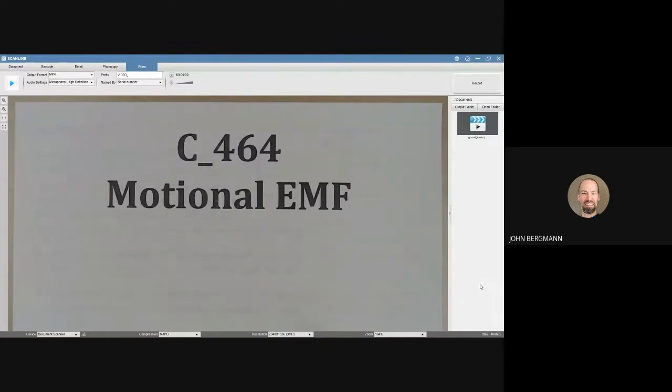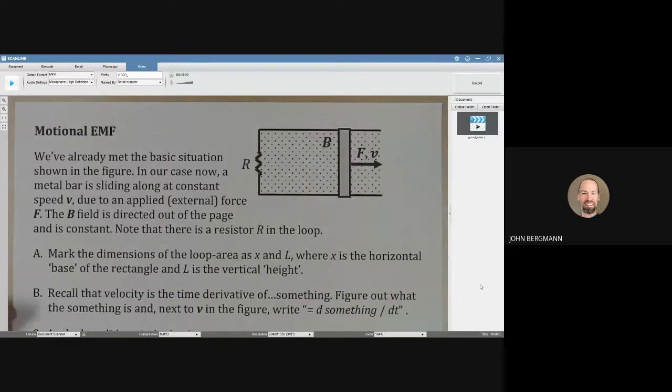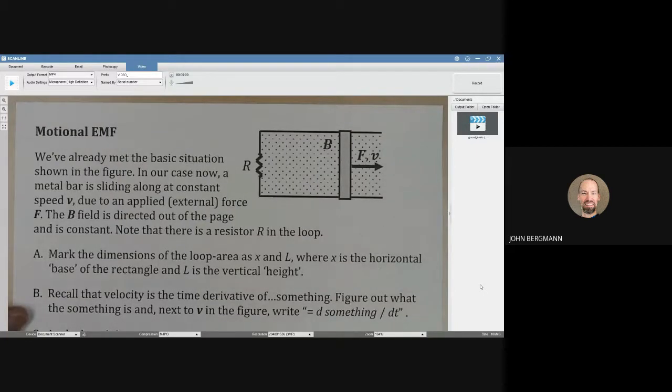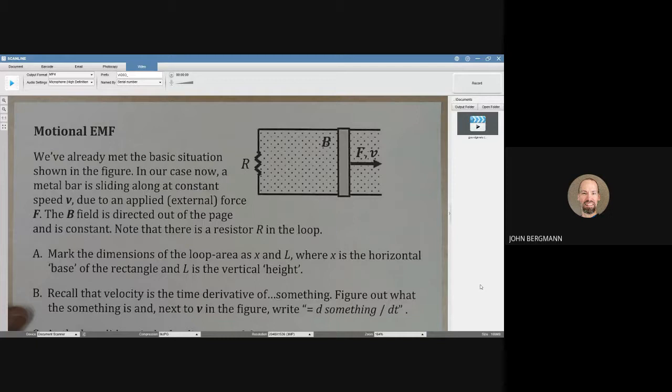Motional EMF. We've already met the basic situation shown in the figure. In our case now, a metal bar is sliding along at constant speed v due to an applied external force F. The magnetic field is directed out of the page and is constant. Note that there is a resistor R in the loop.